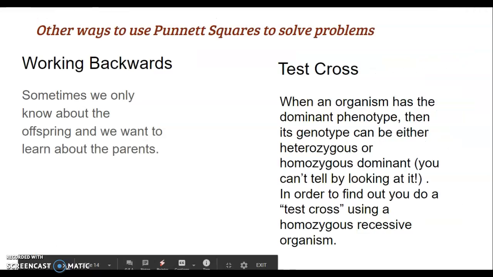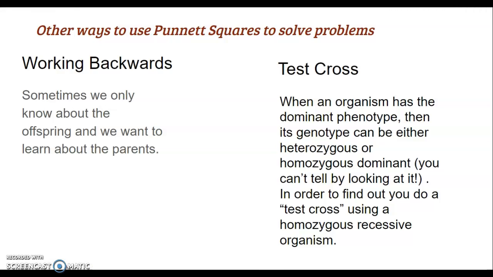So that's just one example of how to use Punnett squares to solve problems. You're going to also see some examples where you want to work backwards. Sometimes we only know about the offspring, and we try to figure out what the parents' genotypes might be from the information we have about the offspring. So you kind of start in the center of the Punnett square in one of the 4 squares. Sometimes we do something called a test cross, when we have an organism that has a dominant phenotype, like Bob, but it told us he was heterozygous.